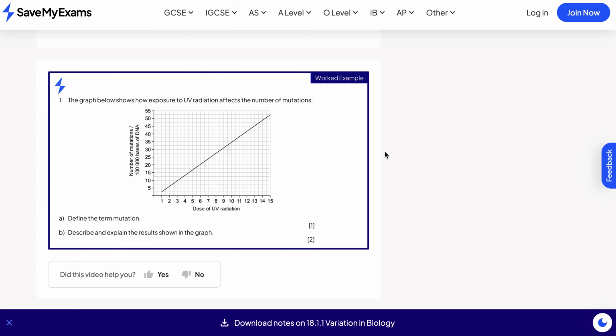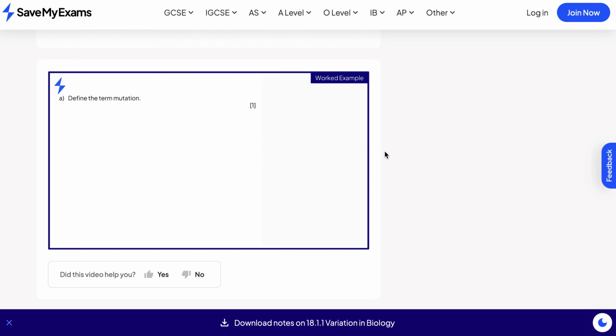This exam question gives a graph that shows how the number of mutations increases as the dose of UV radiation increases, then asks us to define the term mutation and to describe and explain the results shown in the graph. The term mutation can be defined as genetic changes. Students studying extended content should be able to give a more detailed definition than this, and should state that mutations are random changes to the DNA base sequence.